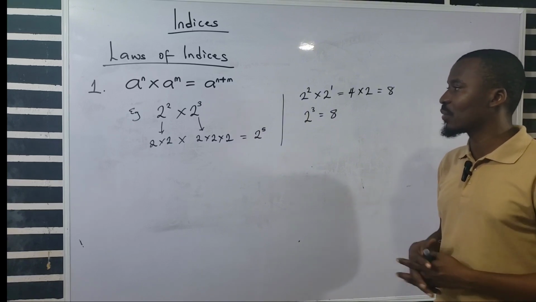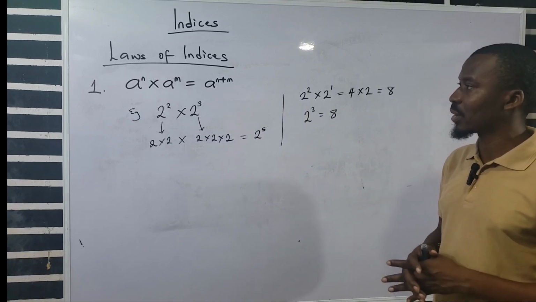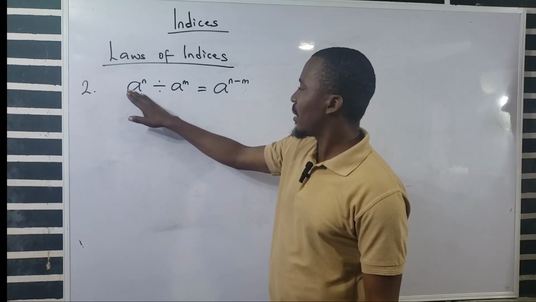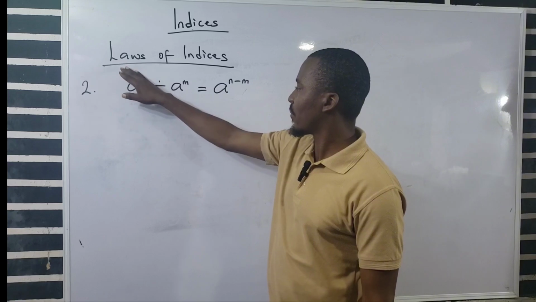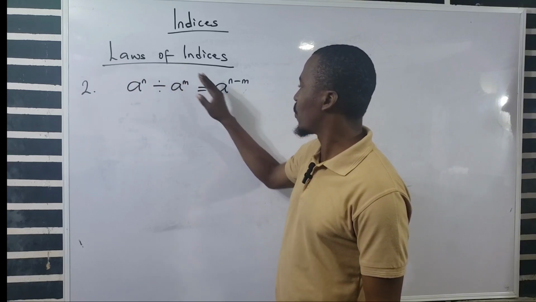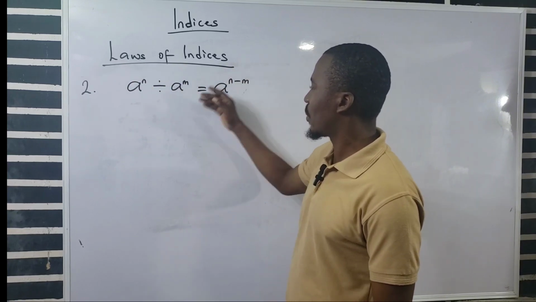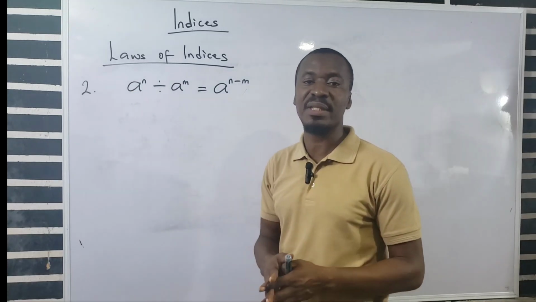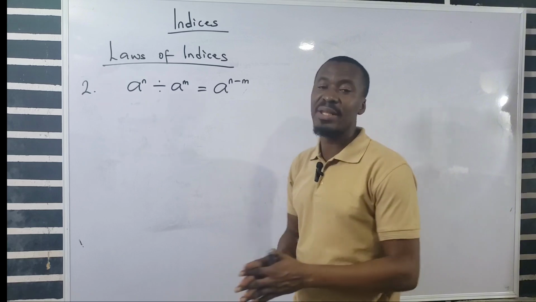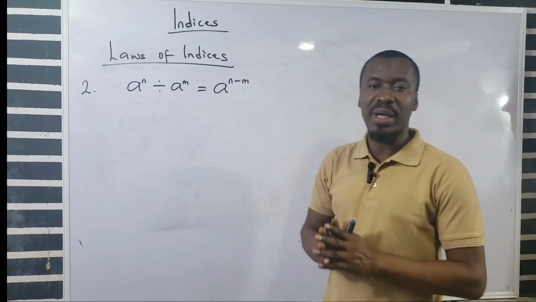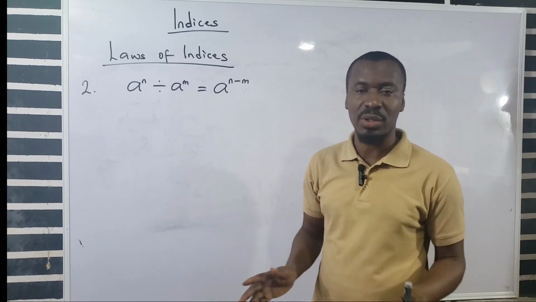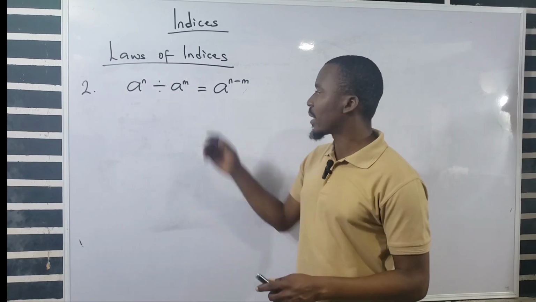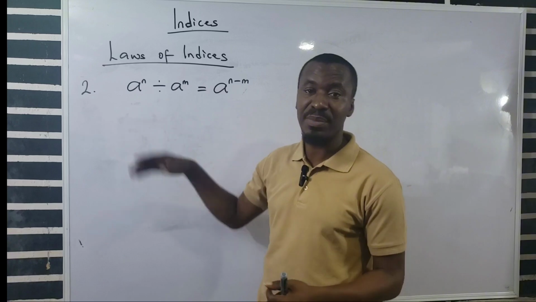Okay, so the next thing we do is to move to the second law. For the second law, we have that a raised to power n, or a index of n, divided by a index of m, will give you a index of n minus m. Now remember, they have the same base. Please, if they don't have the same base, these laws cannot be applied. We cannot apply the first law, we cannot apply the second law. They must have the same base. Okay, so we can actually verify this. Remember, divide means over.